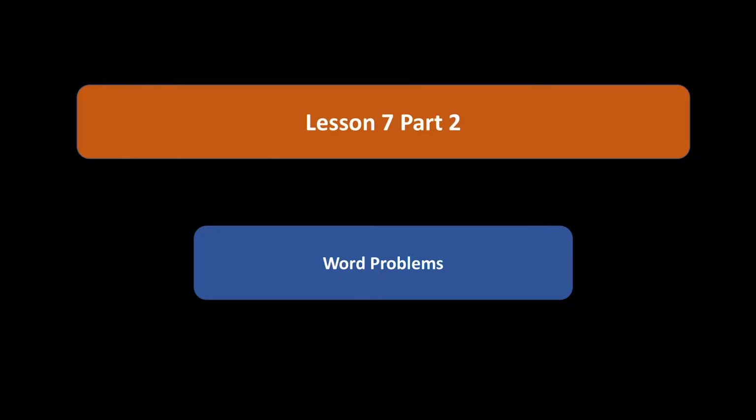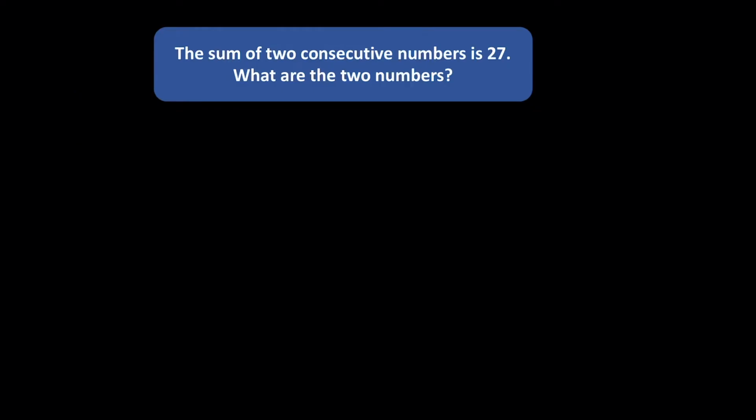Right, we're on lesson 7, part 2. We're looking at word problems still. Using the skills that we learned in the last video, we know if we read this problem, sum means to add, so we know we're going to be adding, okay? The sum of two consecutive numbers is 24. What are the two numbers?